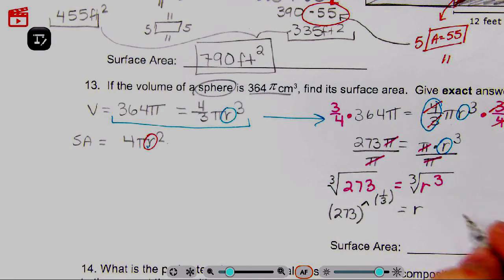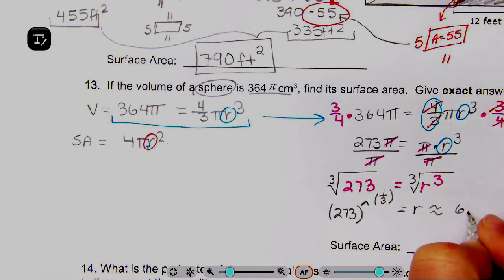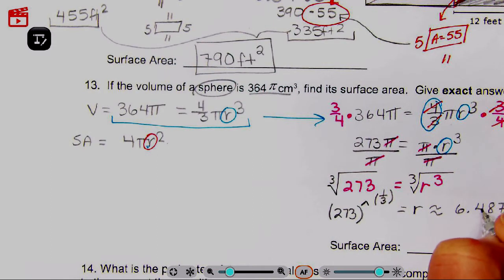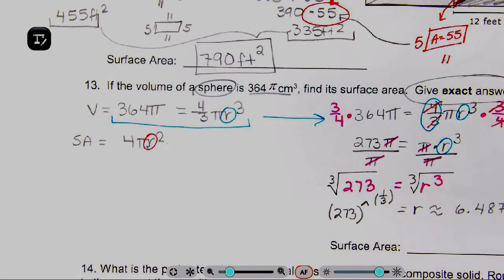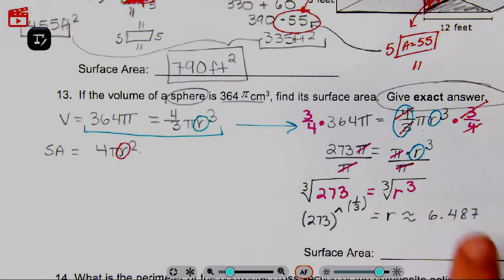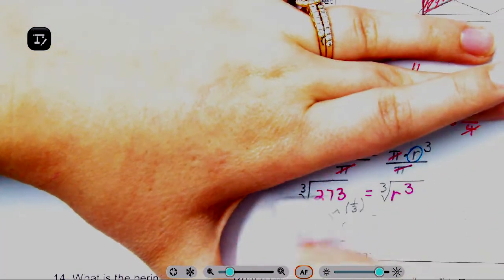We're going to approximate that. My radius is about 6.487. Now it's asking for the exact answer. So you look here, exact answer. So I actually don't need to do this. So I'm going to go back and I'm going to erase. I did too much work.